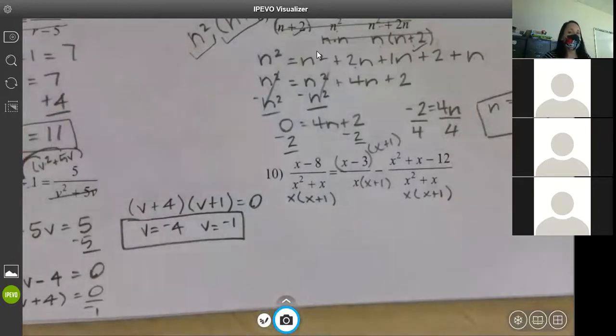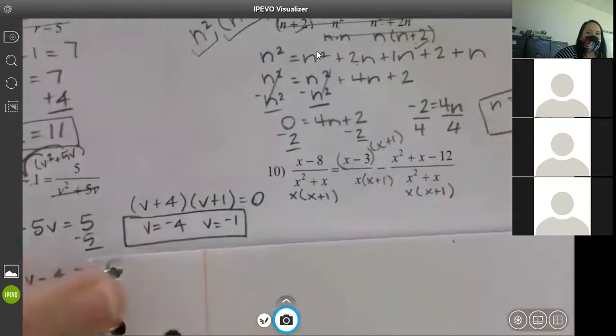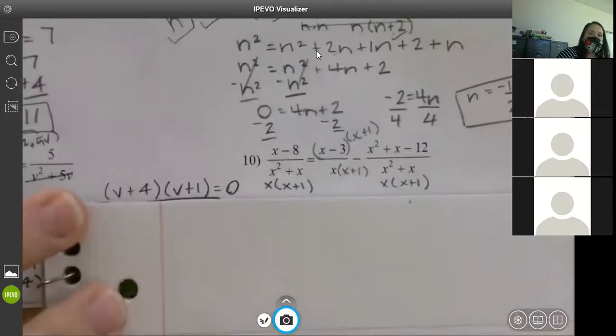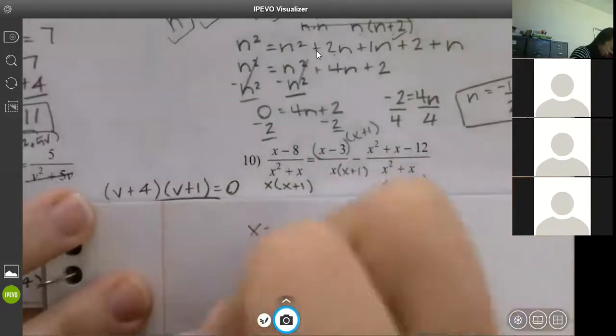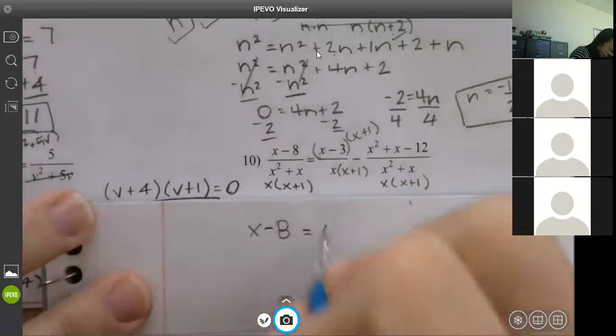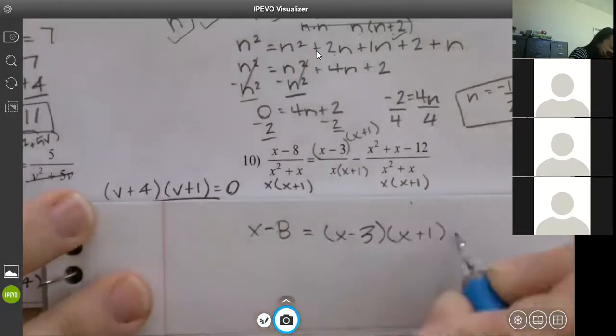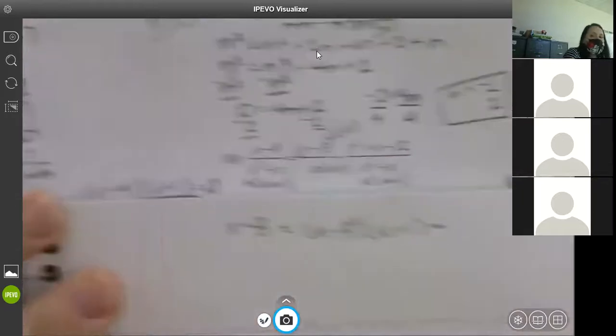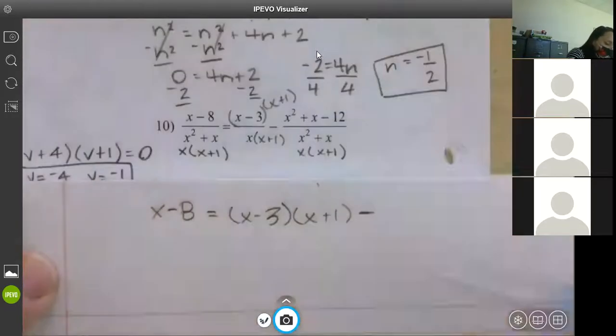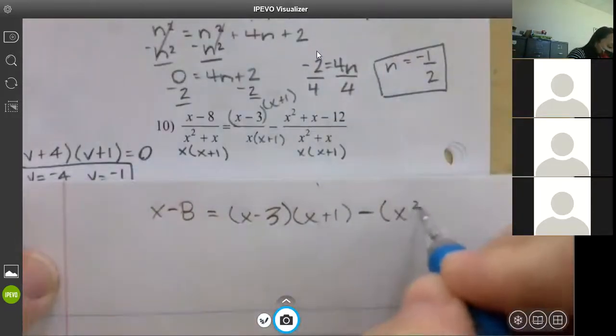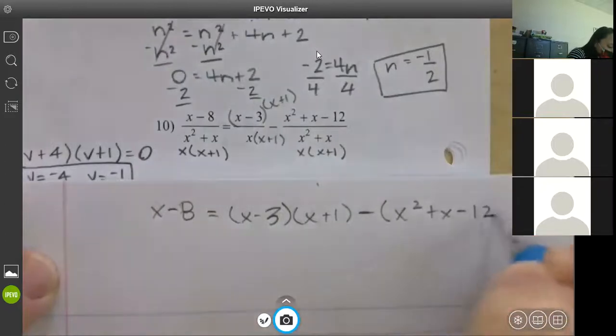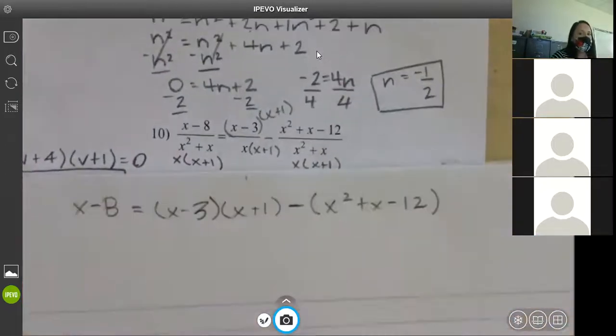I'm going to throw this one on paper, okay? So you guys are going to look at it here so I have more room. So we have x minus 8 equals x minus 3, x plus 1. Then you have this minus, but you're subtracting the whole top. So make sure that you put the whole top in parentheses. This is the one place where people mess up. Okay.